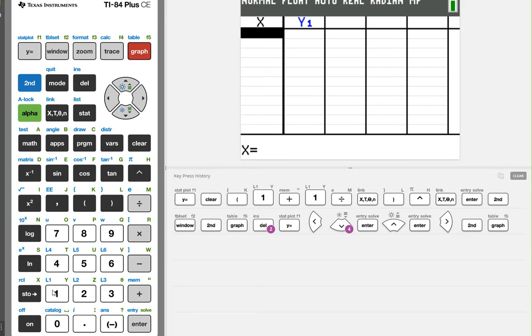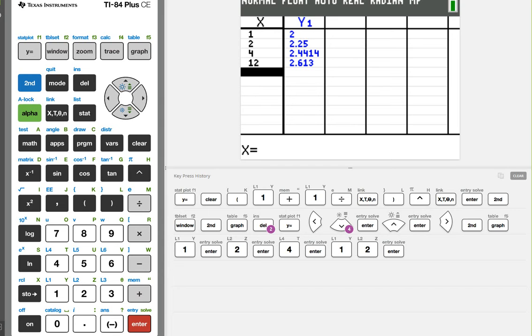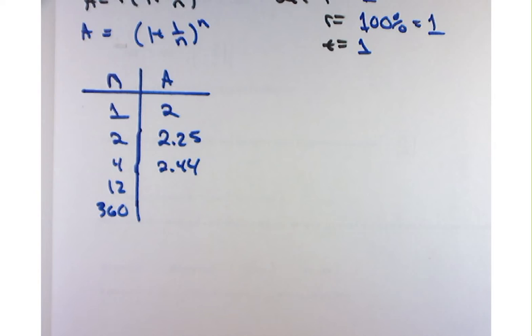There we go. If we compound interest once a year, that gives us $2. Twice a year, $2.25. Four times a year, that's quarterly. Now I'm going to get back $2.44. So this is a nice game, right? You compound more often, you get more money back. Okay, let's really start bumping it up. Bump it up to 12. Now you get $2.61 back. Okay, looking good there. 2.61.